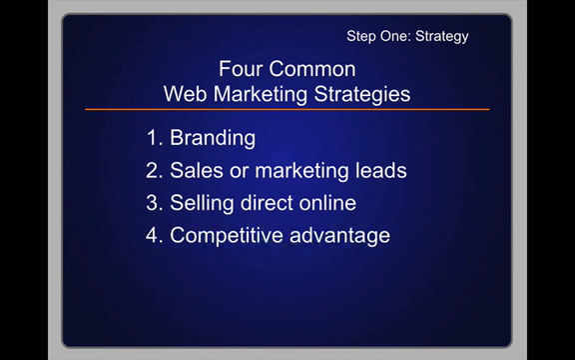And finally, a fourth strategy is competitive advantage. This is figuring out how you can do things better than your competitors, and because of that, people come to your website. That's a strategy. You can do all 4 of these strategies. You can do 2 or 3 of these strategies, but they're the most common strategies you see online and should form the foundation for your web marketing plan.